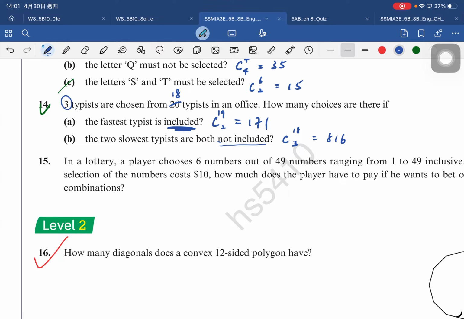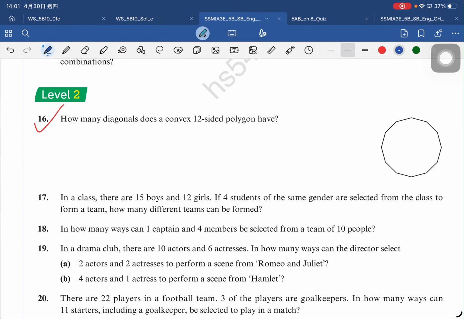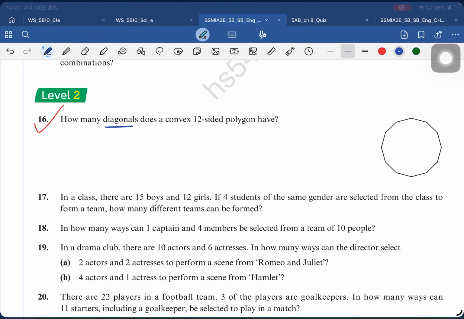Alright, one more question immediately. Can you answer 16? Question 16 is similar to one question I discussed on your worksheet. How many diagonals does a convex 12-sided polygon have? Alright, what is the meaning of diagonals?